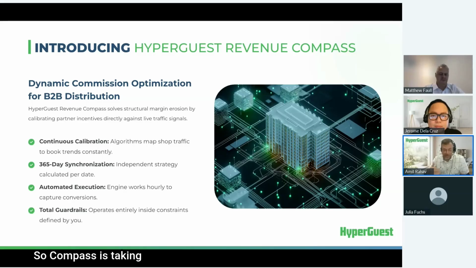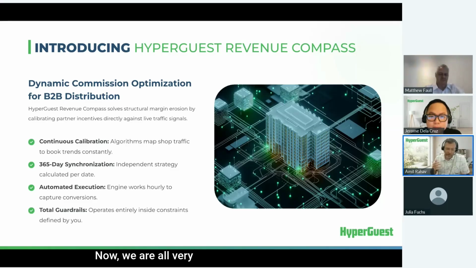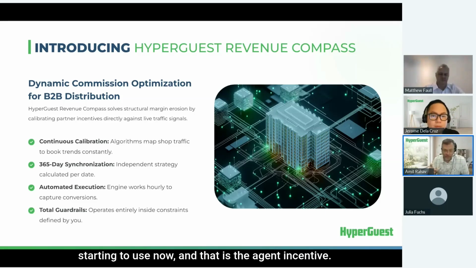So Compass is taking the next step and bringing you this autopilot, where you can say, okay, this is my strategy, and this is how I want to leverage all this data and get those direct bookings to me on the B2B landscape. Now, we are all very astute with B2C pricing. We're on top of it. We are paying a lot of money to get price comparisons, and we're using that tool of the final price to a great extent. But there's one tool we haven't been using, and we are starting to use now, and that is the agent incentive.